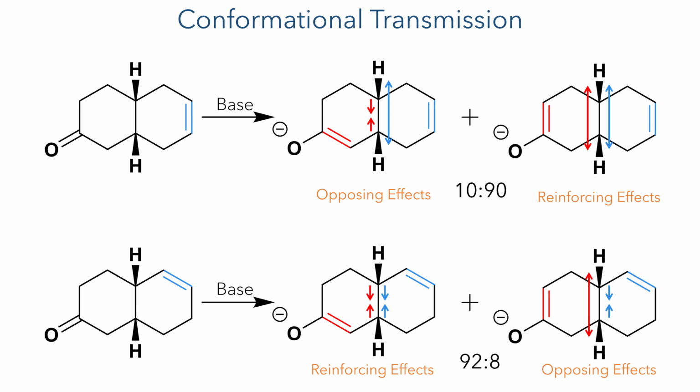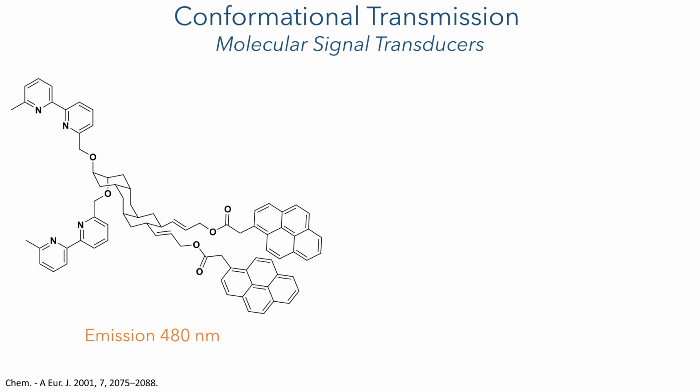Once again, this is due to reinforcing effects, where the contraction of the dihedral angle is reinforced by both alkenes in one isomer and is opposed in the other. This conformational transmission can occur over quite long distances.